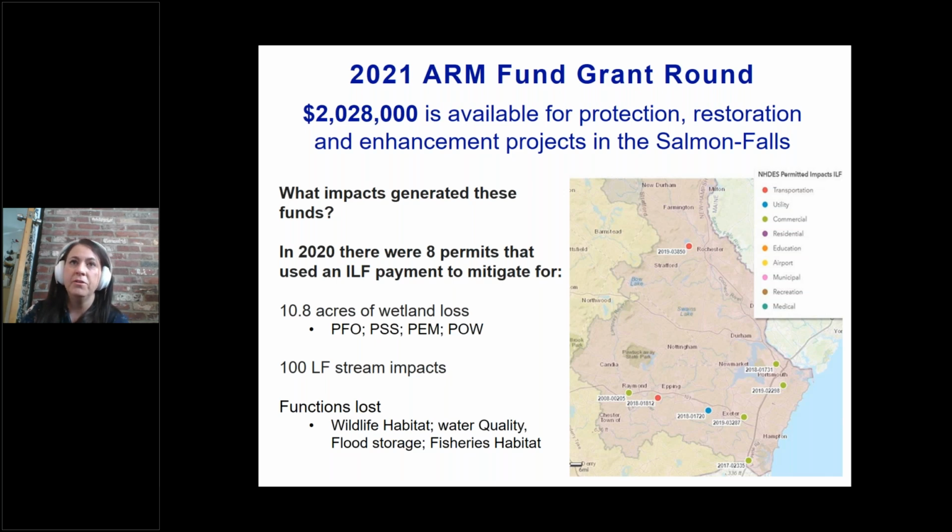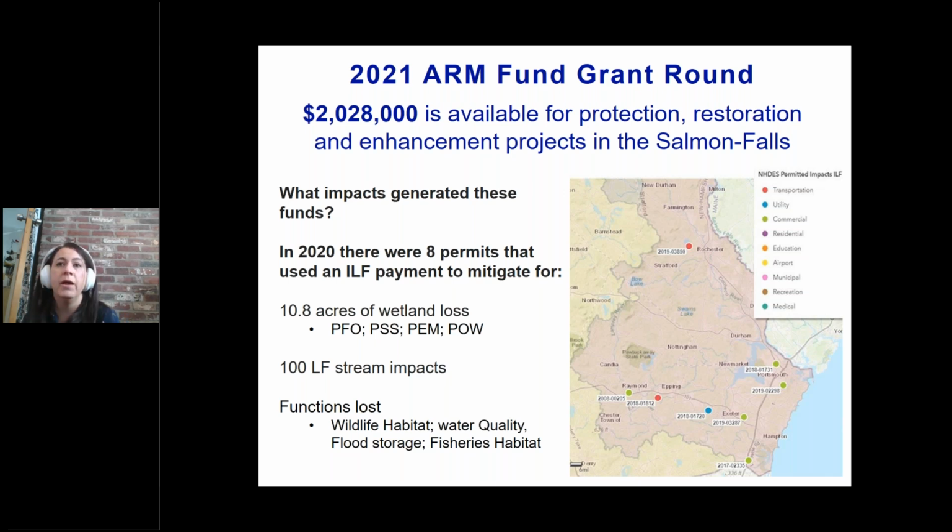We do have a 2021 ARM Fund grant round for the Seacoast only. The other watersheds, the ARM Fund is not soliciting for proposals. So for the Salmon Falls, there's $2 million that is available for protection, restoration, and enhancement. What impacts generated these funds? So the money that's been pooled together from the previous year.